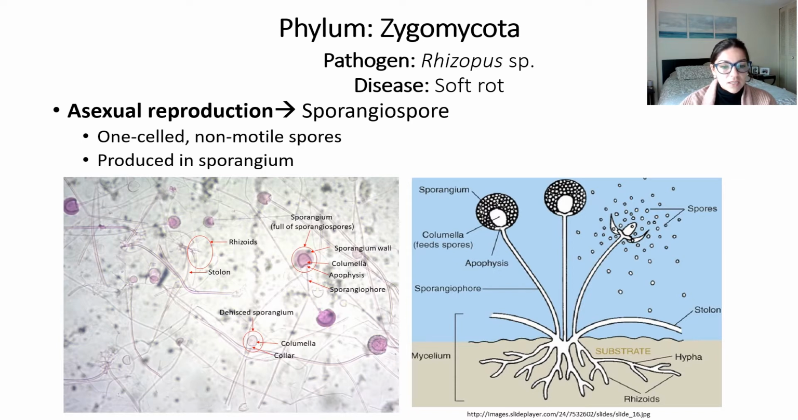Here we have a dehisced sporangium. Here we don't have the sporangium full of sporangiospores. They're already out. And we have here the columella and the collar.